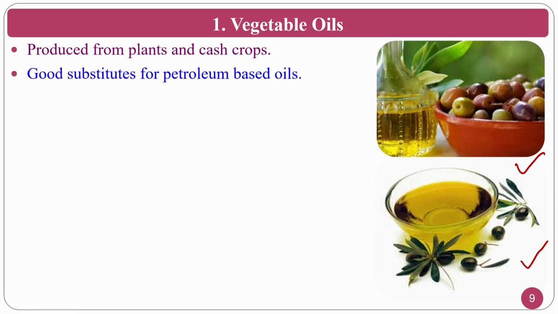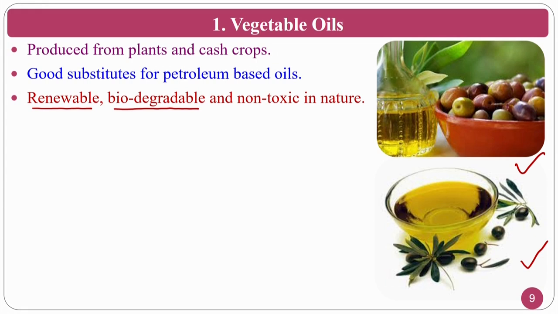Petroleum based oils are the mineral oils which develop a lot of emissions, which will be very dangerous for the operators. That's why we can replace them with vegetable oil. With this, petroleum based oils can be replaced by the vegetable oils. Okay. Renewable and biodegradable and non-toxic in nature.